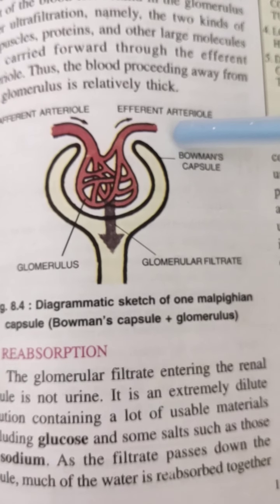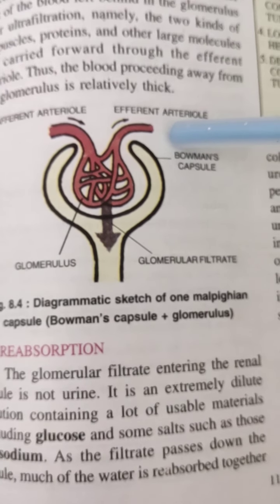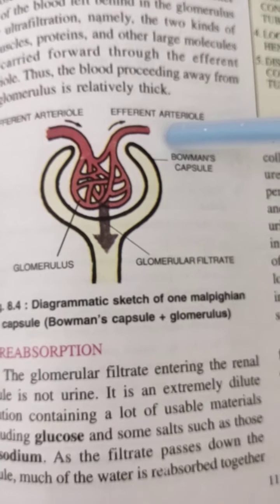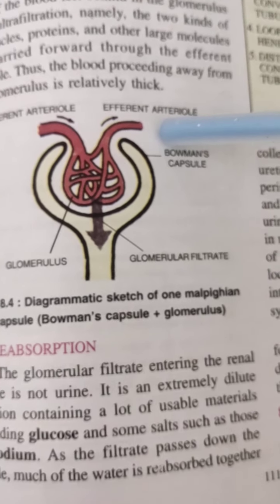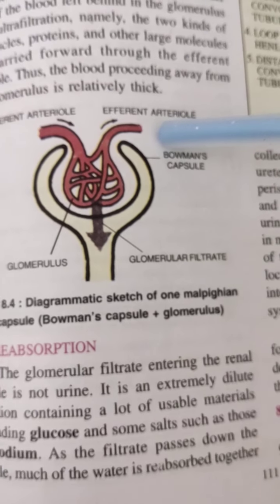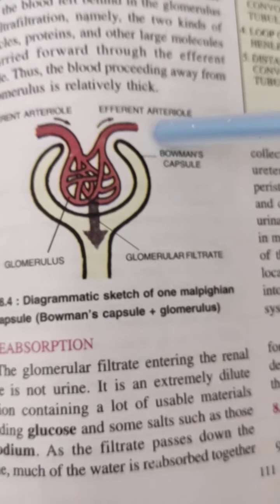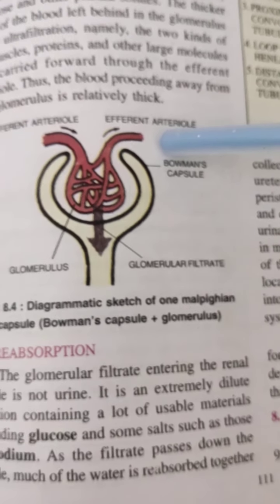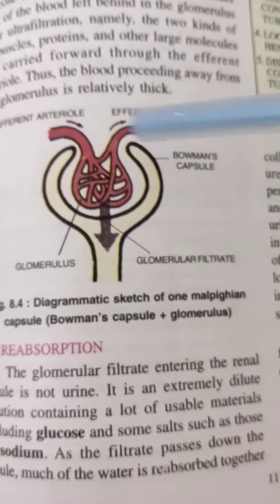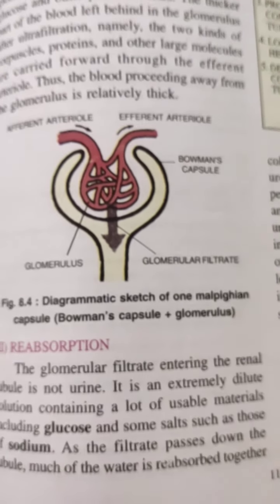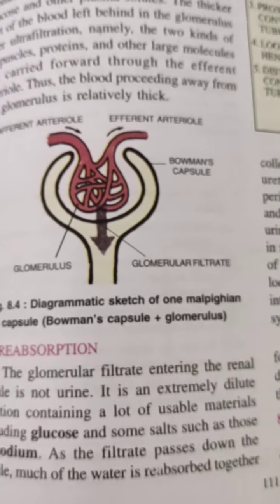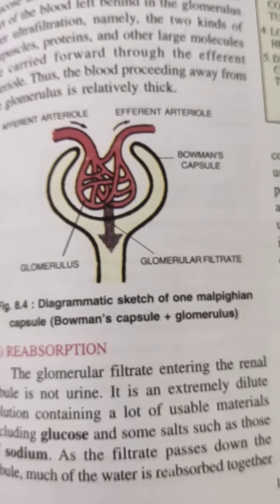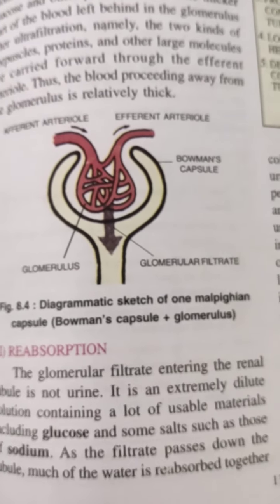The efferent arteriole, after emerging from the Bowman's capsule, runs a short distance and breaks up into a secondary capillary network known as vasa recta, which surrounds the renal tubule and rejoins to form a vein. I said in the last class that the capillary network which is entangling the whole nephron is known as vasa recta.